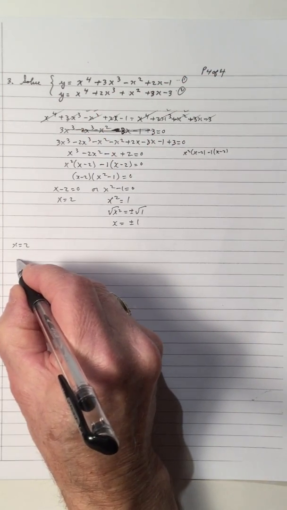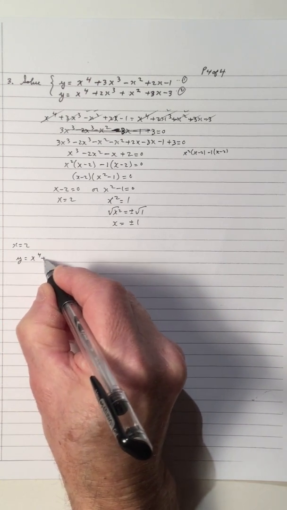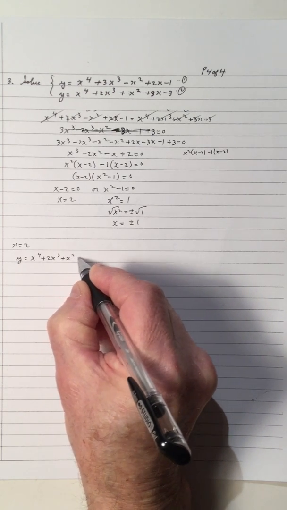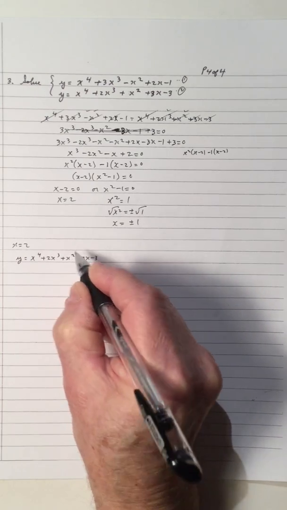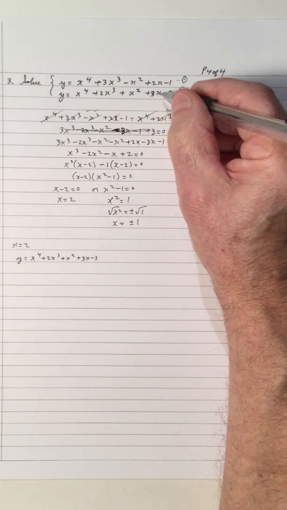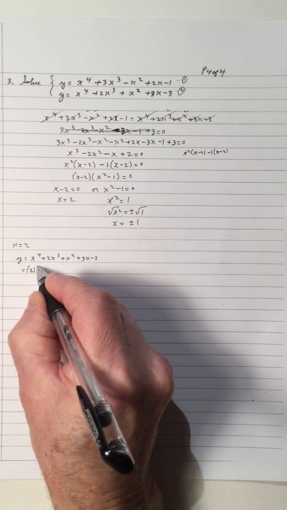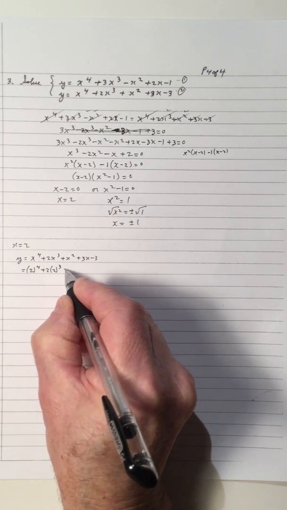So let's go into equation 2 again. So write down equation 2. You got to be careful that you write it down correctly. X to the fourth, 2x cubed, x squared, 3x, and minus 3. X is 2. So I'm subbing 2 in the place of x.